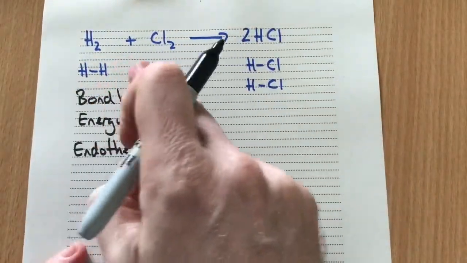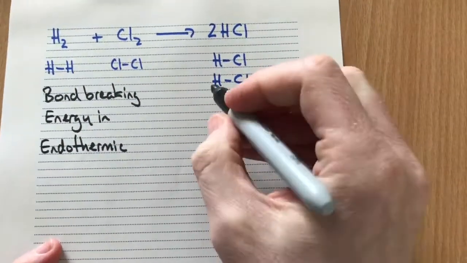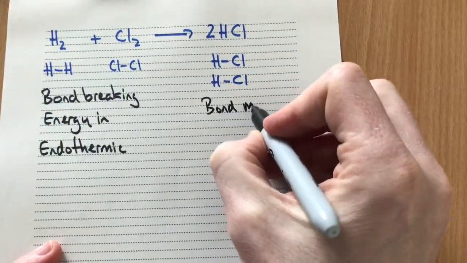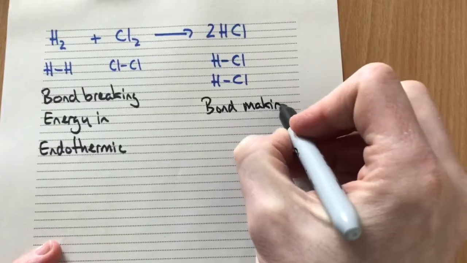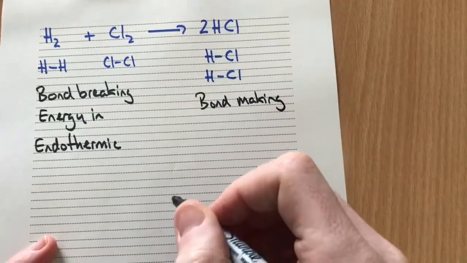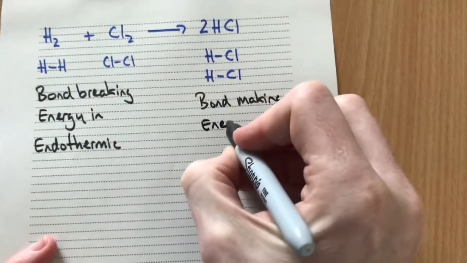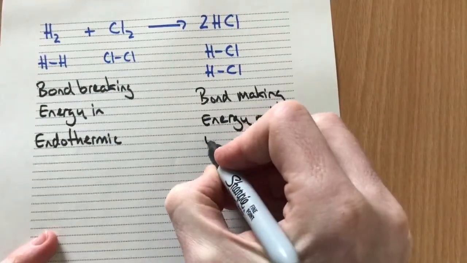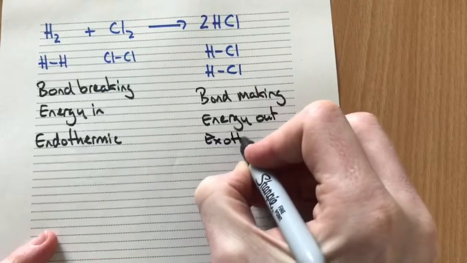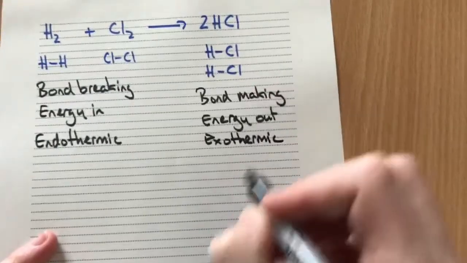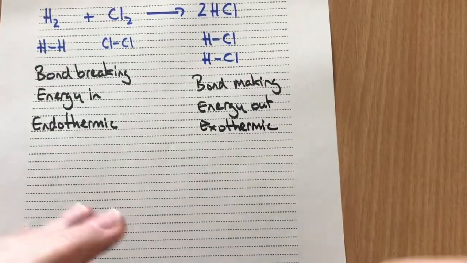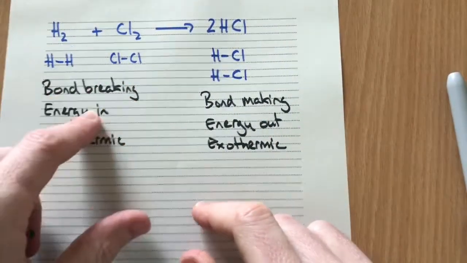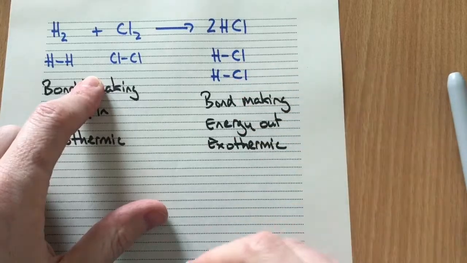Once we've broken all these bonds, this second part of this reaction is all about bond making. So here we are looking at making bonds. And when bonds are made, energy is released, so energy is given out. And energy that comes out, remember in our definitions, is an exothermic reaction. So every single chemical reaction involves two steps. One is bond breaking, energy going in, and the second is bond making.